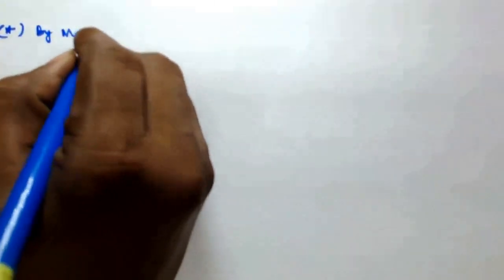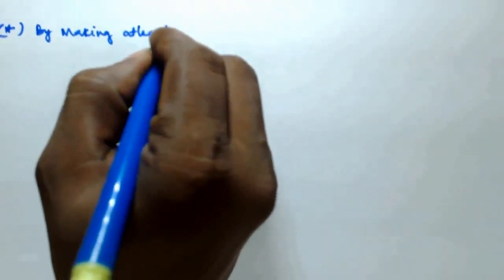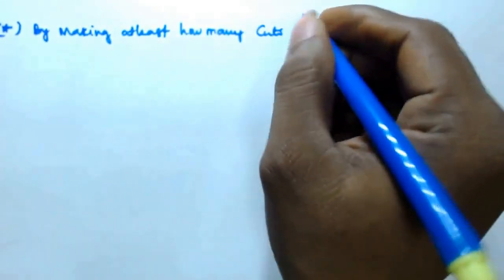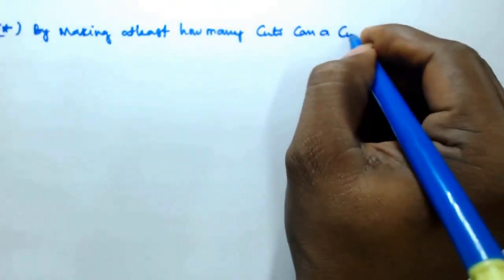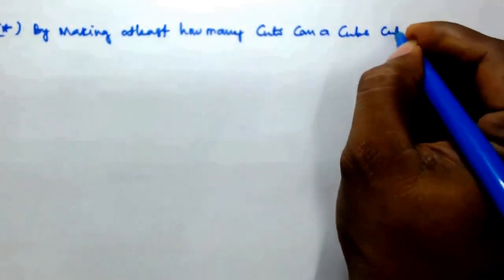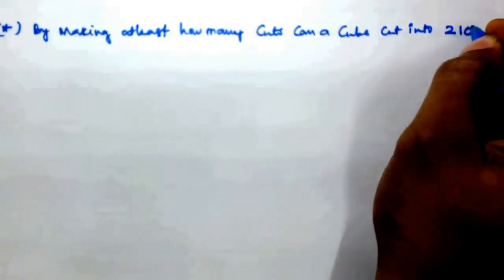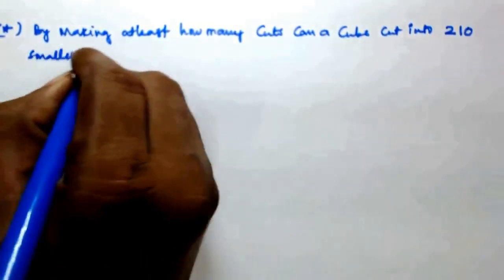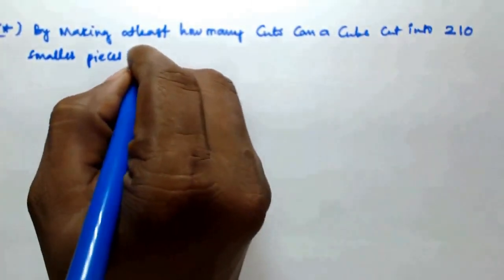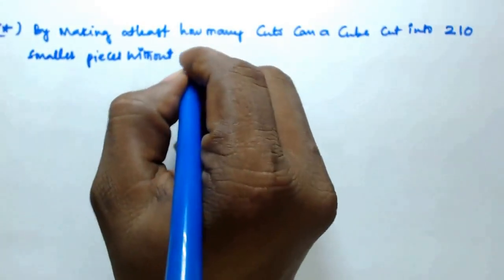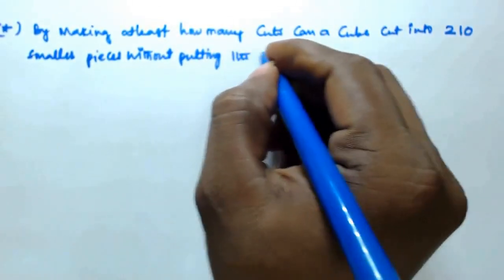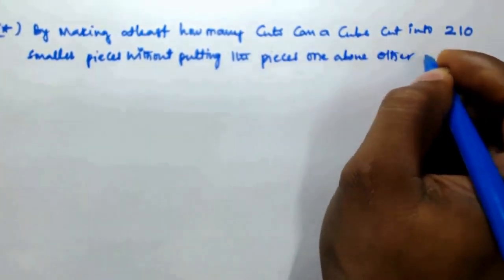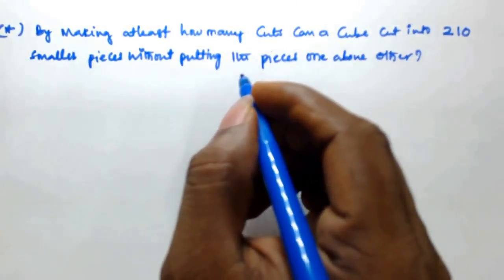By making at least how many cuts can a cube be cut into 210 smaller pieces without putting the pieces one above the other? Okay, so in the previous video we found the number of pieces.